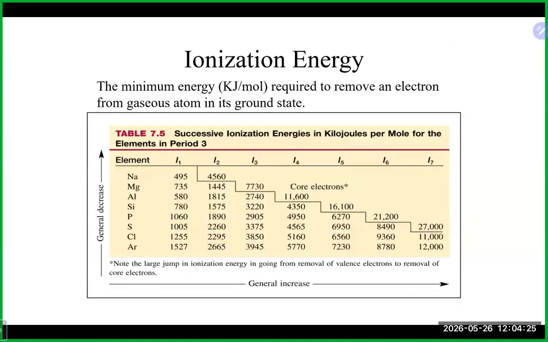Another really important factor in terms of how things lose electrons is ionization energy. Ionization energy is the energy required to remove an electron from the ground state of an atom. We typically think about ionization energy in terms of cation formation, because when you lose an electron, you become positively charged and you become a cation.